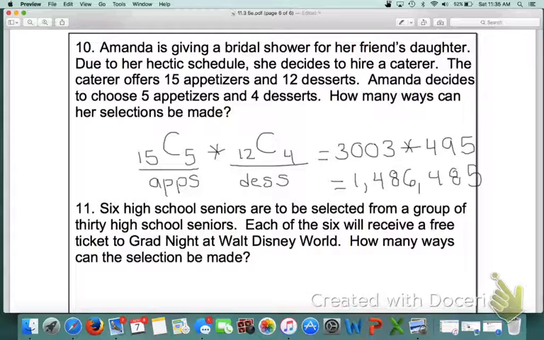And remember that I mentioned when we're getting the same prize, we use a combination. So there are 30 high school seniors, and of those 30, 6 of them are going to get this prize of a free ticket to grad night. So we have 30 choose 6, and that gives us 593,775.